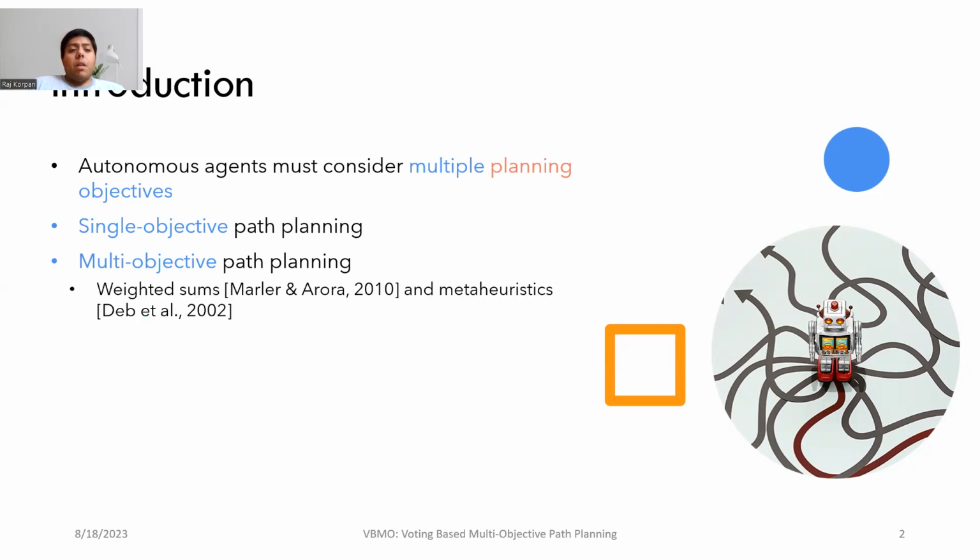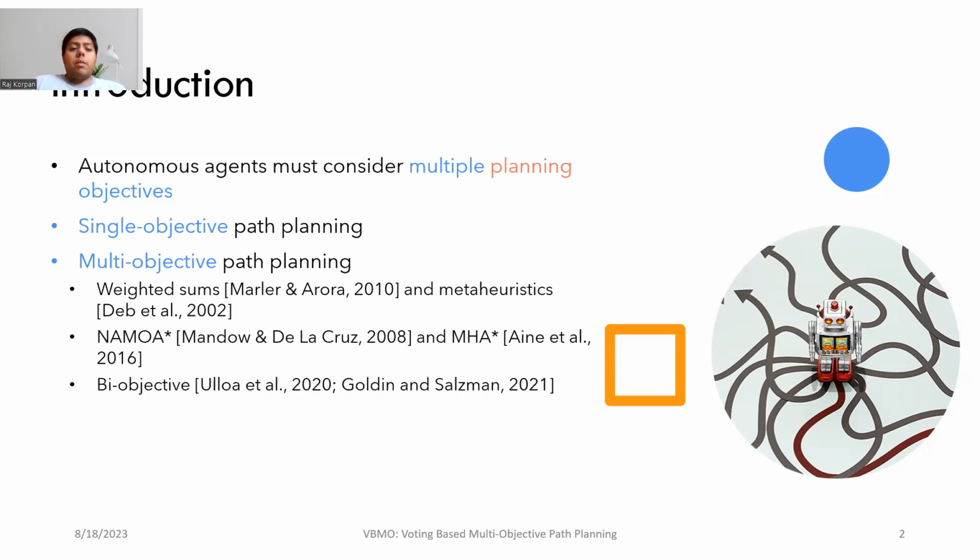Now, how has this been done before? Well, people have used things like weighted sums, where you weight each of the objectives and then use a single objective approach, or meta-heuristics like evolutionary methods. Others have tried things like NAMOA star or MHA star, which modifies the search process itself to try to balance the different objectives on each step of the planning process. Furthermore, others have reduced this to a two-objective or bi-objective problem.